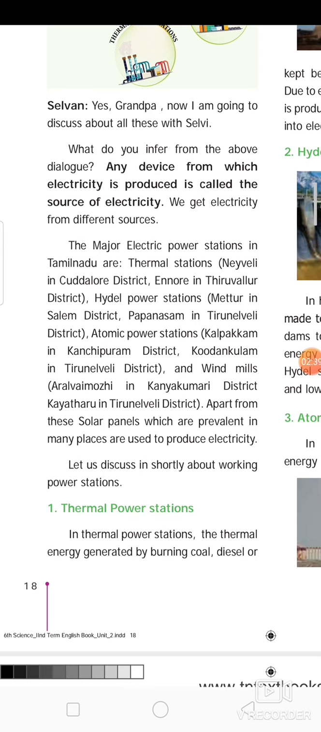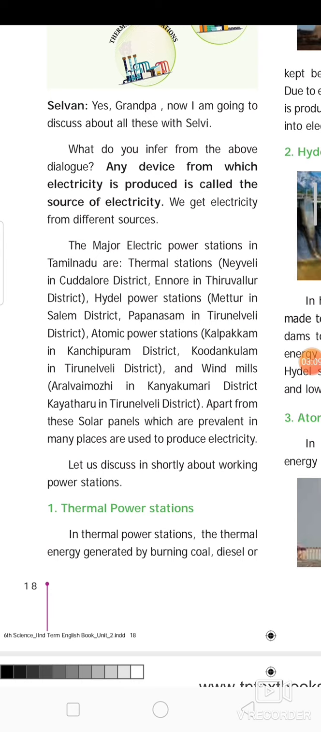So they have given you the major electric power stations in Tamil Nadu. Let's see them. Thermal station: Neyveli, Ennore in Tiruvallur district. Hydel power station: Mettur in Salem district, Papanasam in Tirunelveli district. Atomic power station: Kalpakkam in Kancheepuram district, Kudankulam in Tirunelveli district. And windmills: Aralvaimozhi in Kanyakumari district, Kayathar in Tirunelveli district.